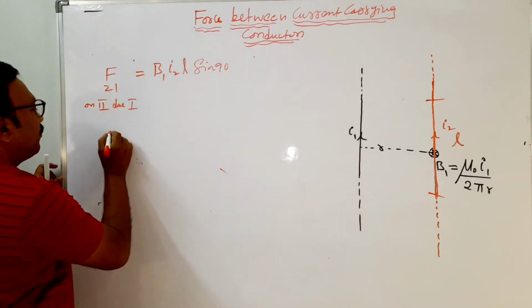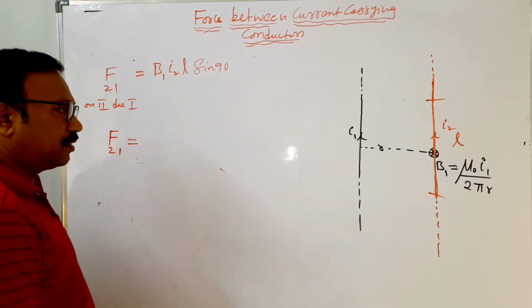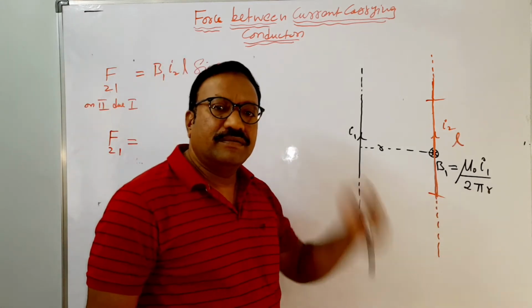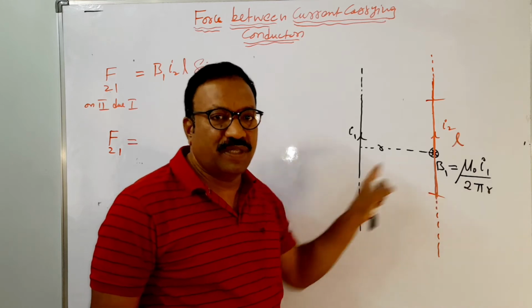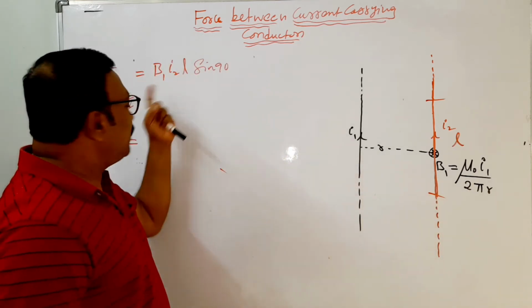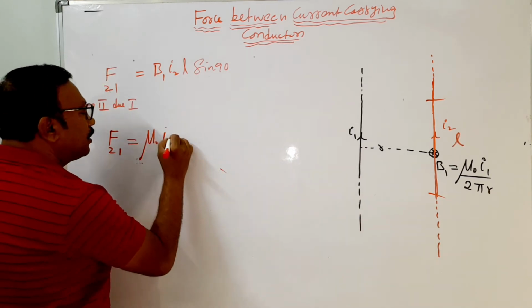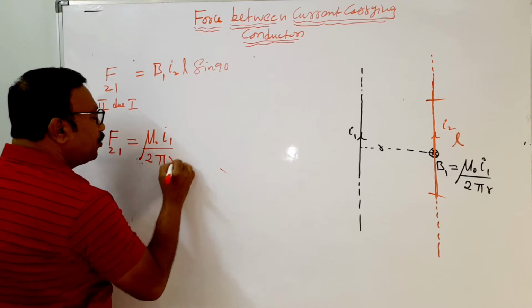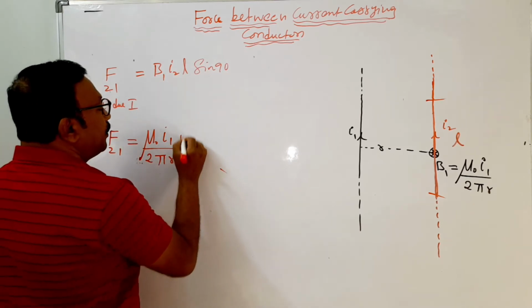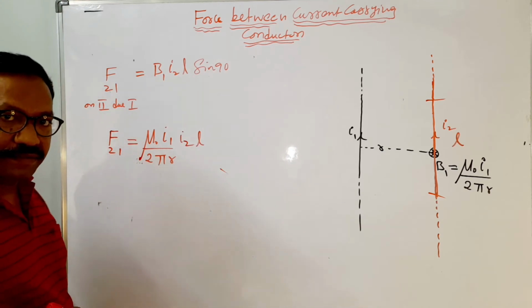So therefore, force acting on the second conductor due to the first conductor is equal to... Now let me substitute B, the magnetic field which is produced by the first conductor only. So let me substitute here B1, that is nothing but mu naught I1 by 2 pi r, into I2 into L into sin 90.